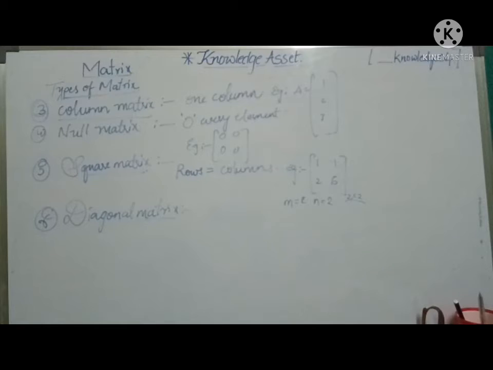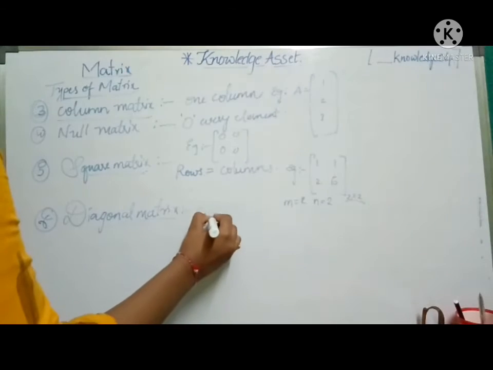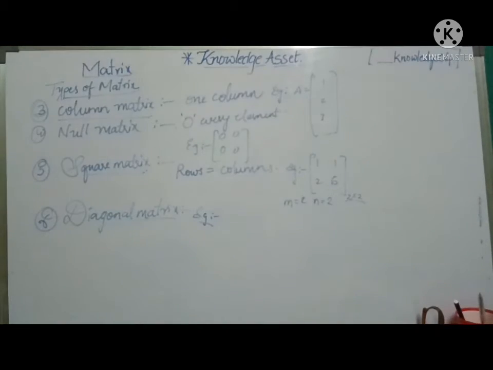Okay, a square matrix in which all the elements except those in the principal diagonal are zeros is called a diagonal matrix.